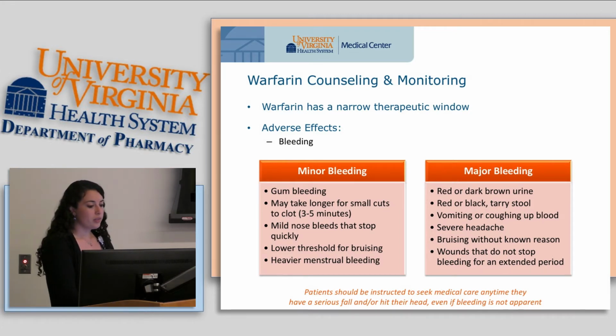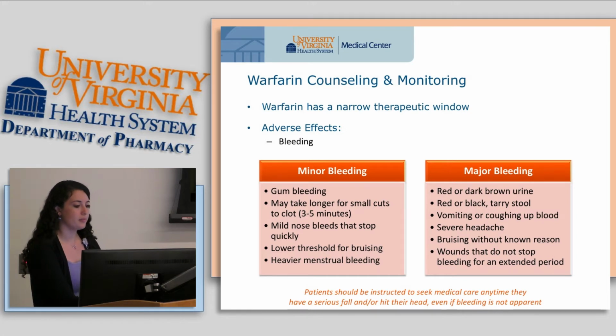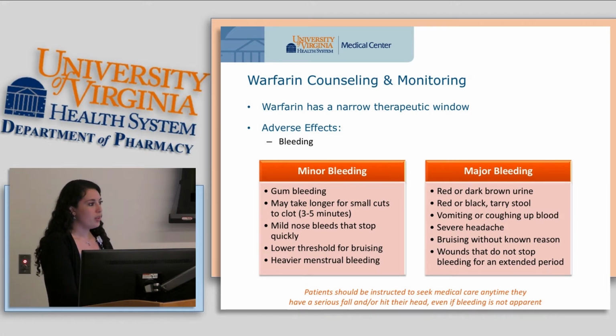We can tell them they would have a lower threshold for bruising. So if they bump into a piece of furniture and get a bruise, then that's perfectly normal. But if they tell you that they're noticing multiple bruises and they don't really have a known reason, then that's something we might be a little bit more worried about, and then they would want to be seen. And for female patients, they may notice a heavier menstrual bleeding.